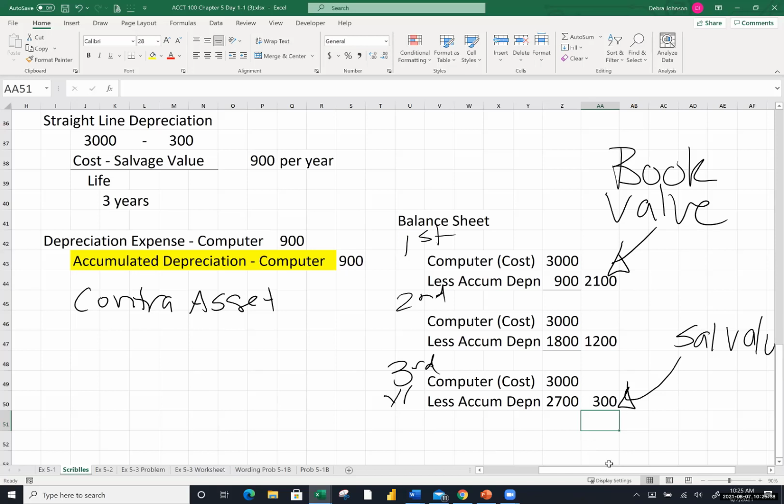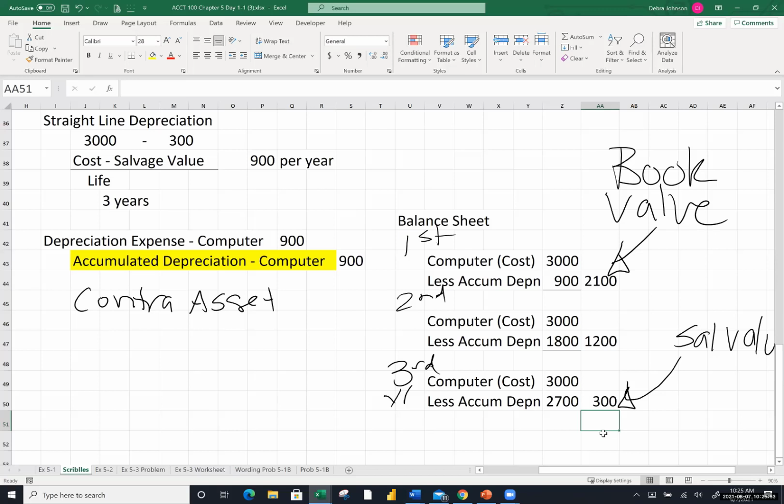What might happen is you might decide to change that salvage value down, because if you use it another year, it's probably going to be worth less. And you'd have what we call a revision, and we'll cover that next semester. But realistically, that's what can happen.